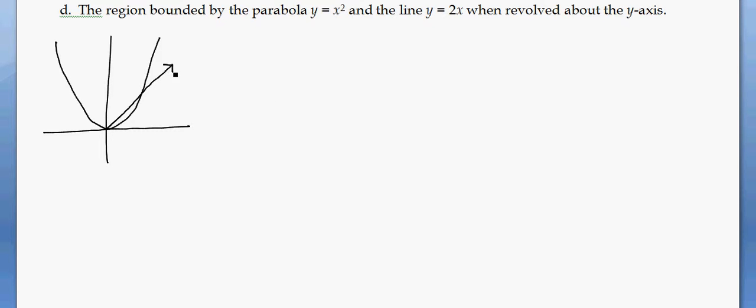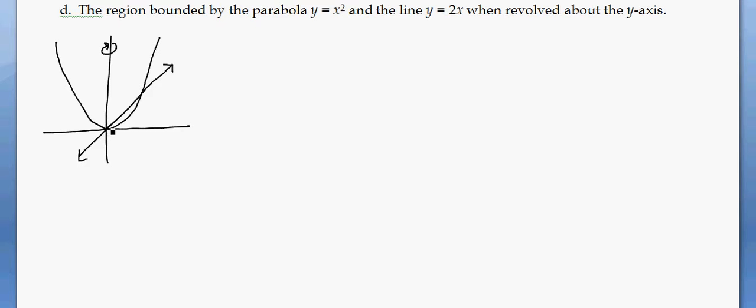Okay, this next one we're looking at trying to find the volume of the region bound by the parabola y equals x squared. So let's sketch that. And the line y equals 2x. So that's going to be a line with a slope like this. So we're taking this little region in here and we're rotating it about the y-axis.